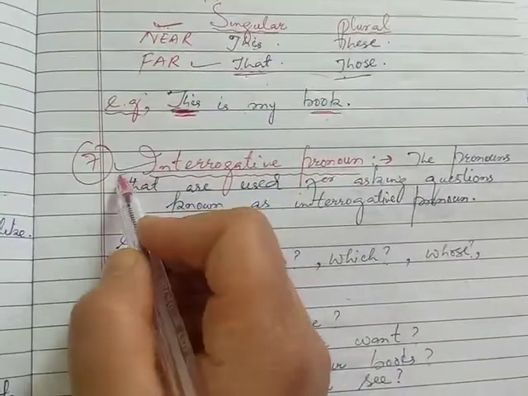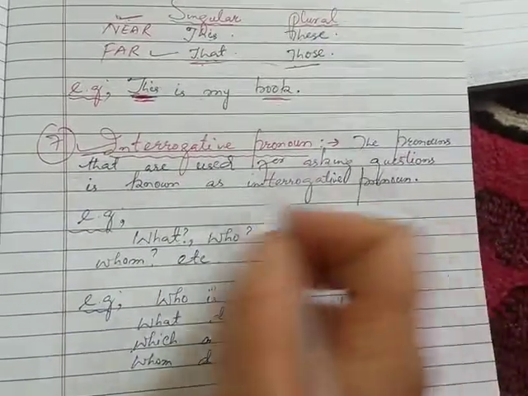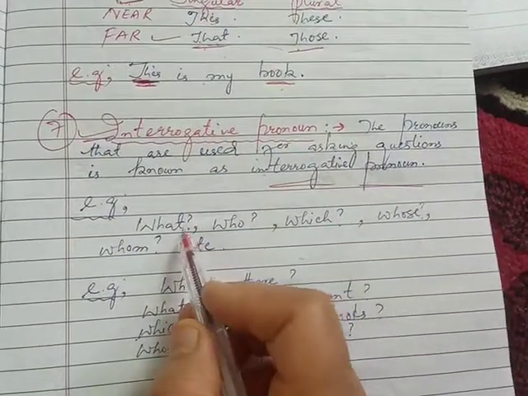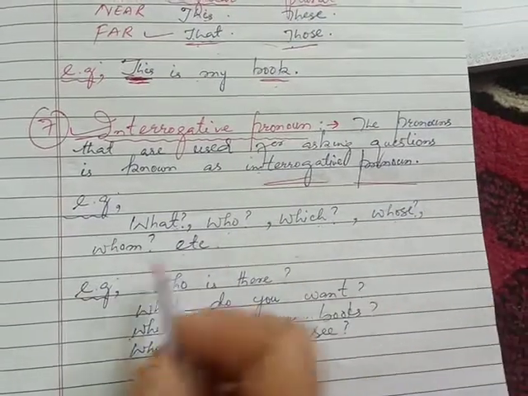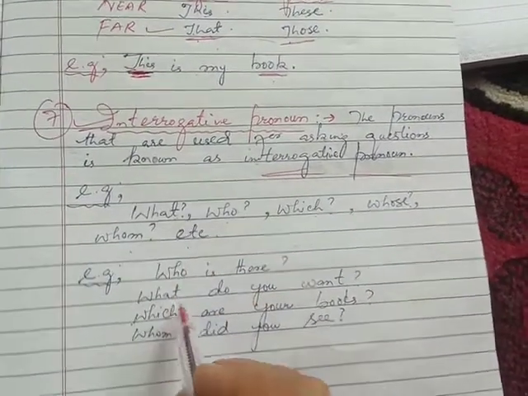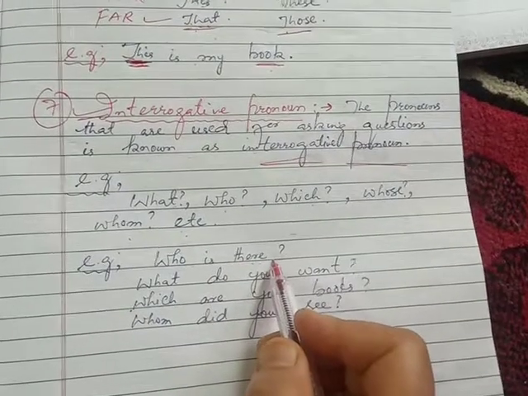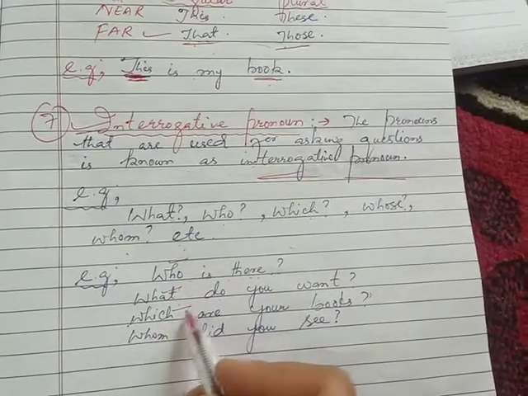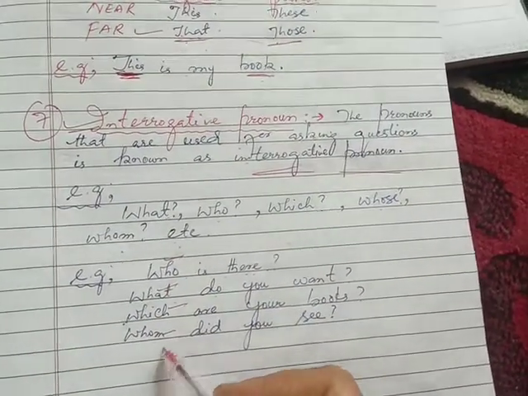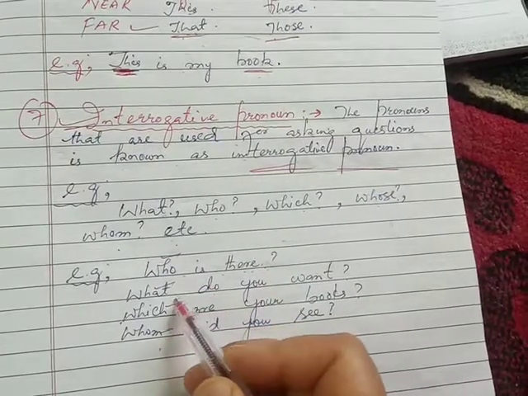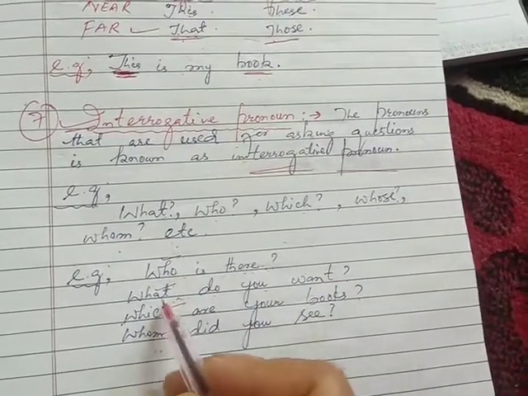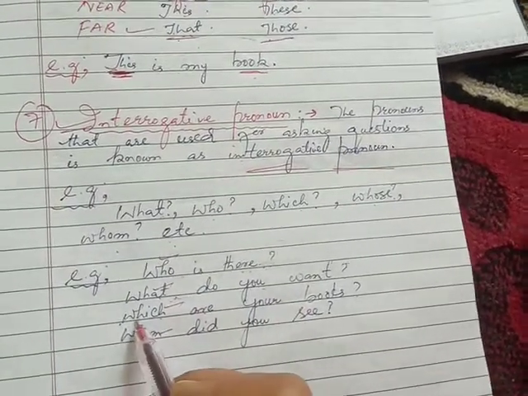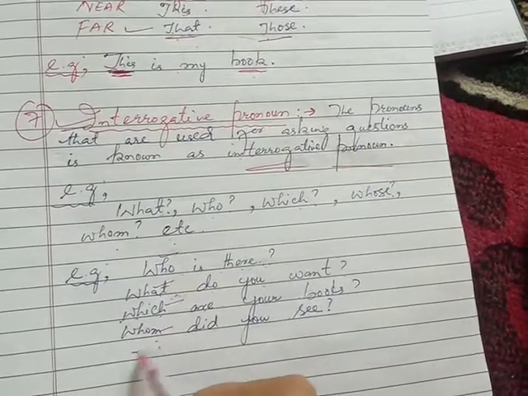Then, my dear students, let's move towards interrogative pronouns. The pronouns that are used for asking questions are called interrogative pronouns, very easy. For example, what, who, which, whose, whom, etc. For example, who is there? What do you want? Here who, what, which, and whom are all interrogative pronouns. In what do you want, what is an interrogative pronoun. Which are your books, which is an interrogative pronoun. Whom do you see, whom is an interrogative pronoun.